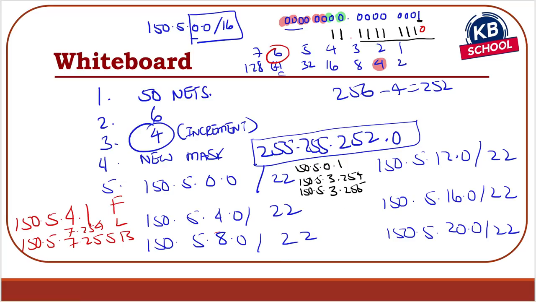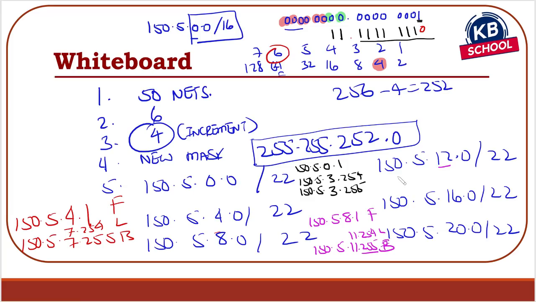So again, taking one step further, on the 8 network, my first address is 150.5.8.1. My upper limit is 12, so 150.5.11.255 is the broadcast, 11.254 is the last usable one.